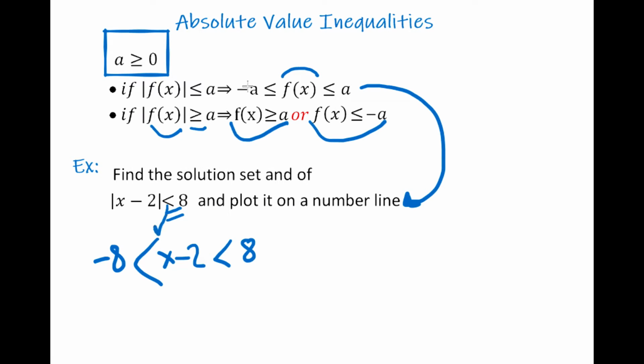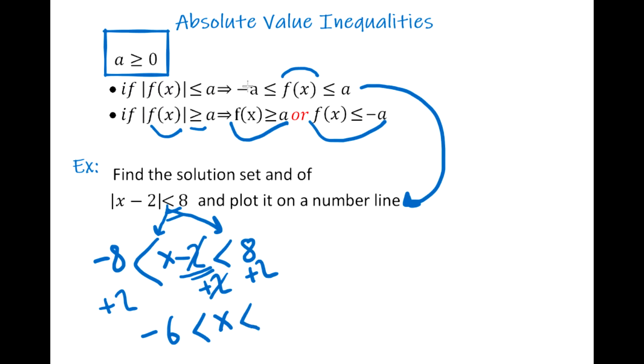That symbol comes to both sides because here I have x minus 2, so if I add to all sides a positive 2, then it's going to be negative 8 plus 2, it's going to be negative 6 less than x minus 2 plus 2. Those two are gone, so x is left over, and on the right we have 10, guys. So we found that x is between negative 6 and 10.